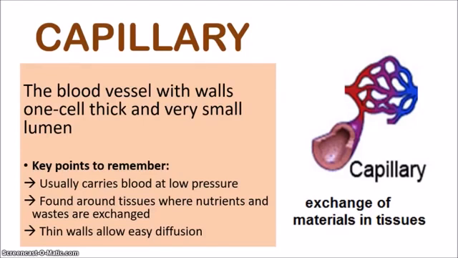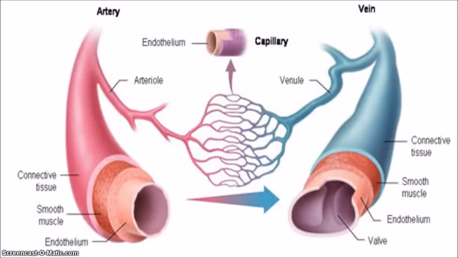So because they need to exchange nutrients at the tissues, the walls of the capillaries have to be very thin, and that allows for easy diffusion of the materials. So the capillaries are the smallest of the three blood vessels, very, very small lumen, walls are very thin to allow for easy diffusion of nutrients and waste. Alright, let's look at all three blood vessels as they're connected.